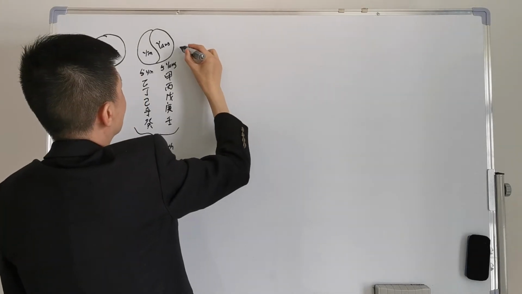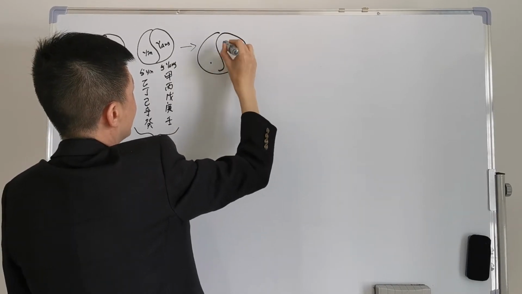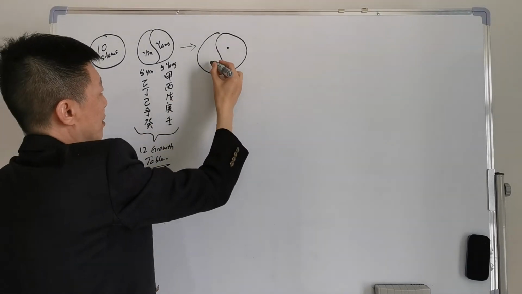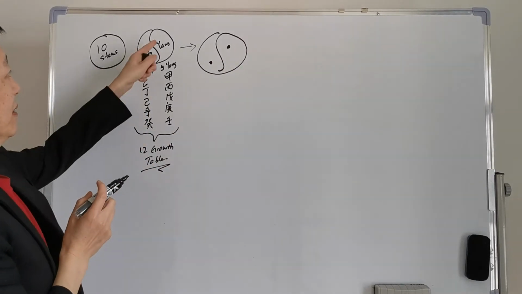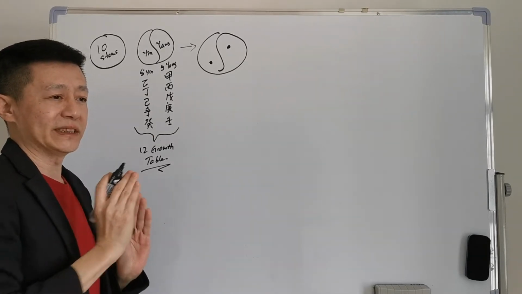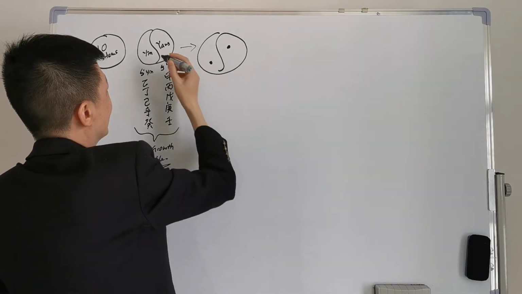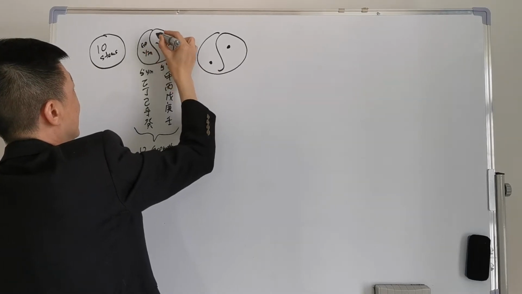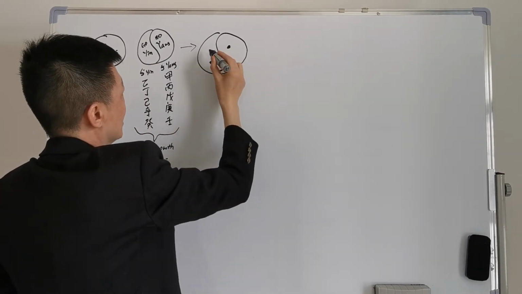Then yin and yang become Taiji. Okay, so there is a white dot inside the bigger part, right? Inside the yin and yang. So now we bring the study one step advance. Yin and yang, first, yin and yang is called good and bad. Okay, so good and bad.